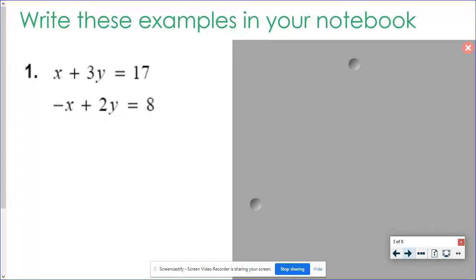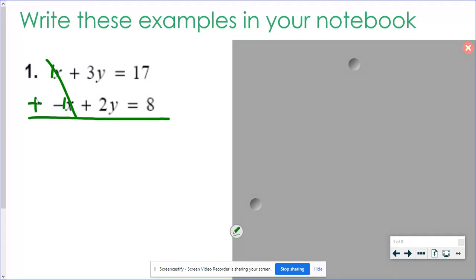So in number 1, again, I'm so sorry for the bells. In number 1, the x's are opposites. This is really a 1x and this is really a negative 1x. And when I add those, they do cancel each other out. That's our whole goal today.